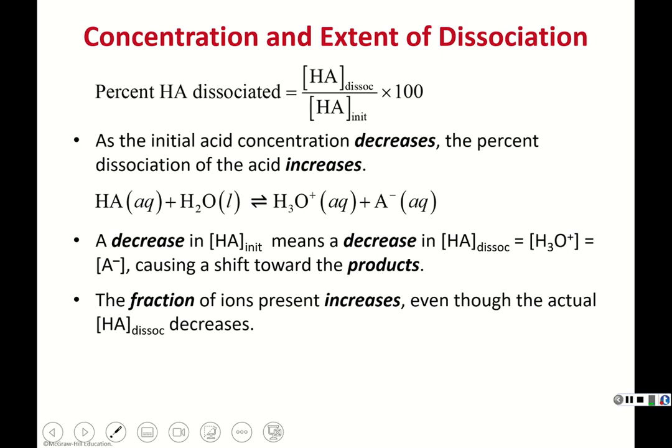A decrease in the concentration of the initial acid would mean a decrease in the concentration of the dissociated acid, which would cause a shift towards the products. The fraction of ions present increases even though the actual concentration of the dissociated acid is decreasing. So that's one thing that's maybe kind of hard to wrap your brain around.